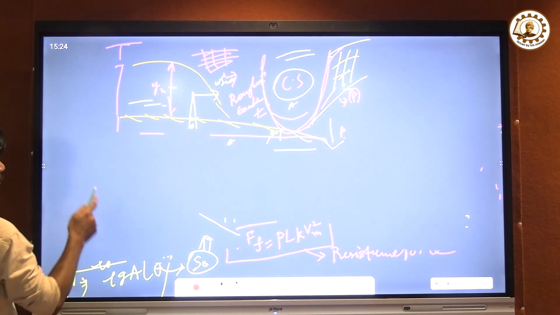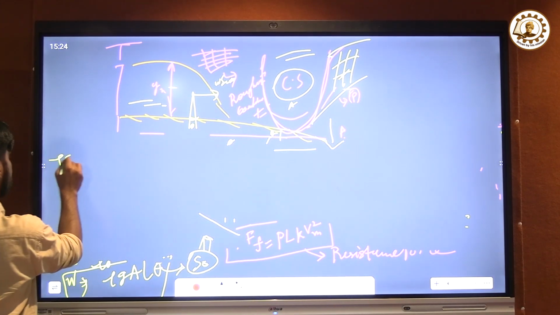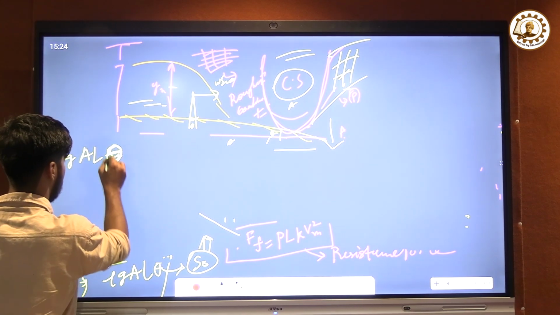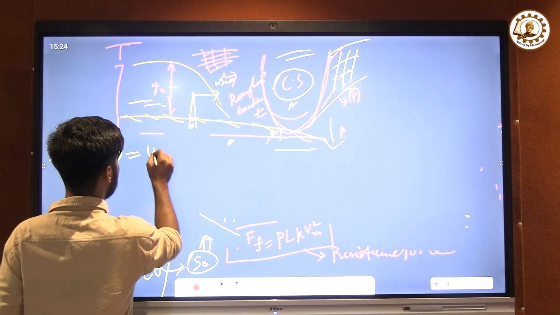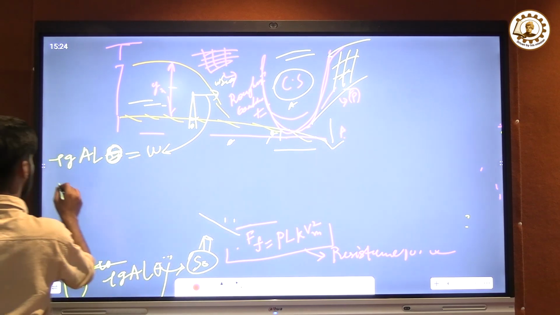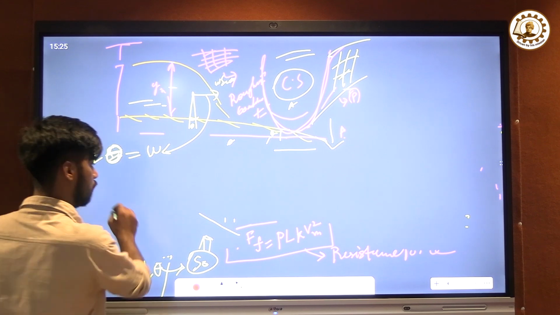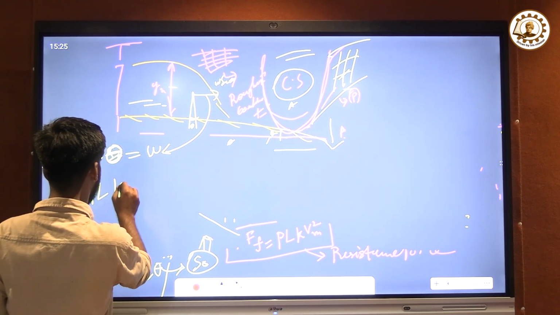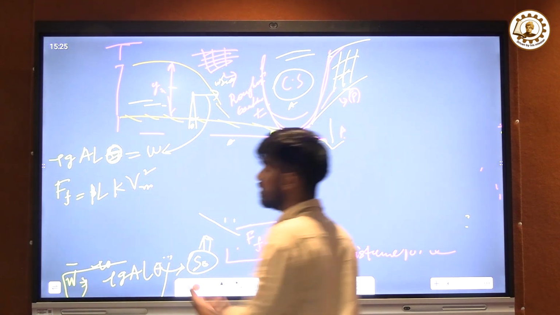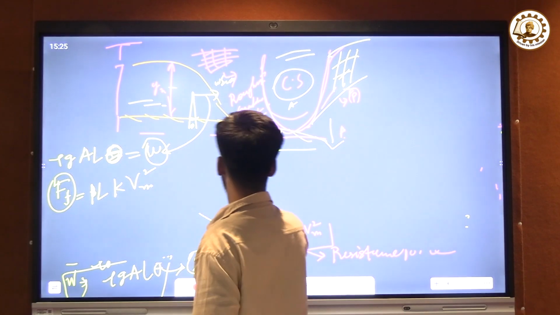These two formulas we get as rho g A L sin theta or theta, which is equal to this driving force or the weight component. And the friction force is equal to P L K Vm square. Now, when uniform flow occurs, these two terms will be equal to each other.